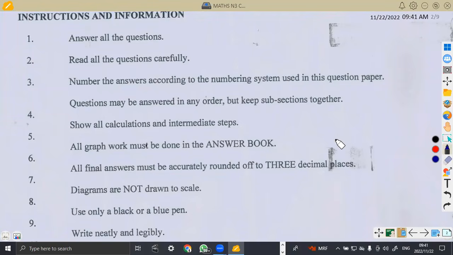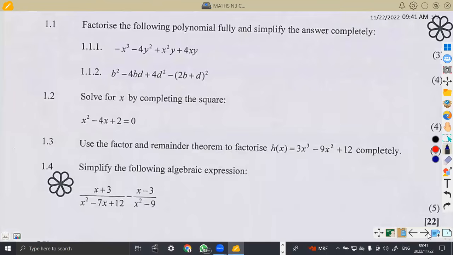Remember your instructions and information, read everything, especially on the degree of accuracy. Round off to 3 decimal places whenever there is a need for that. Make sure that you understand the instructions and the information. So not wasting much time, let us quickly rush through the first question, which is question number 1.